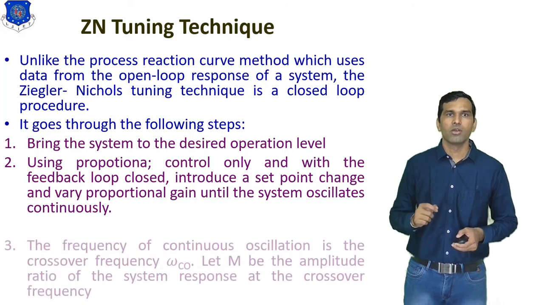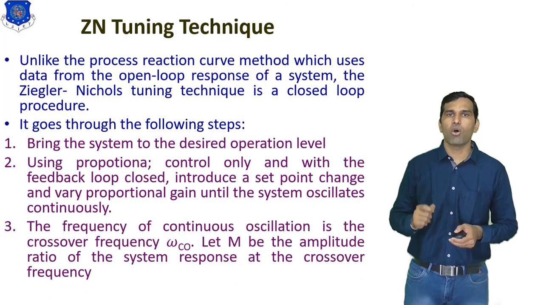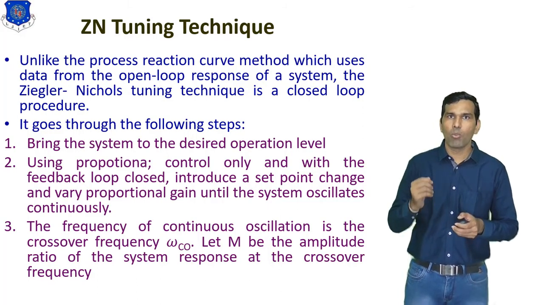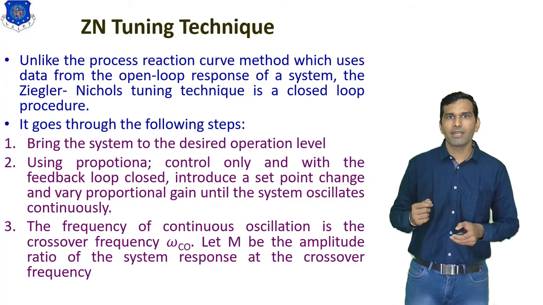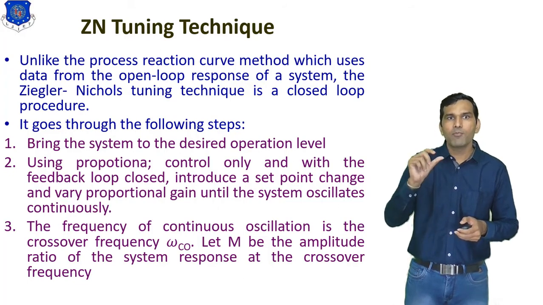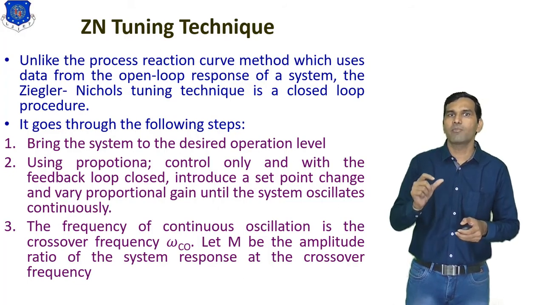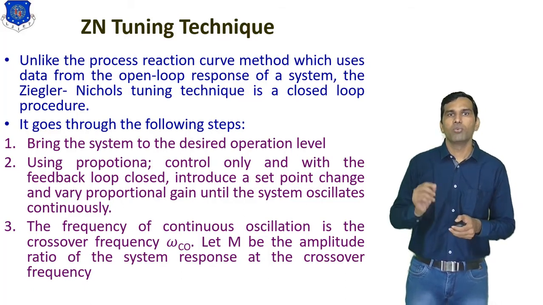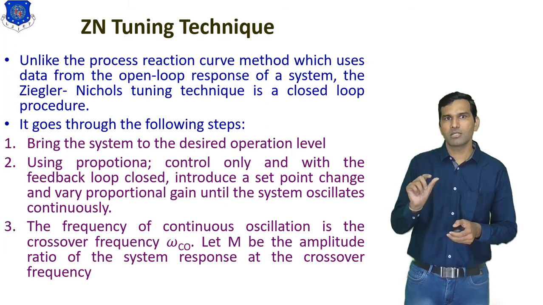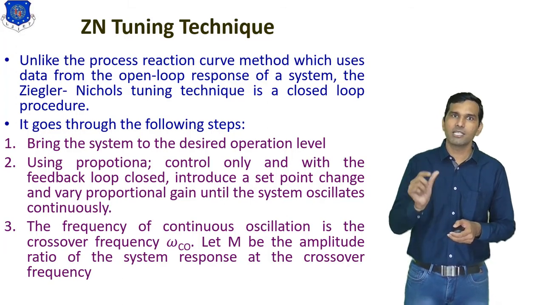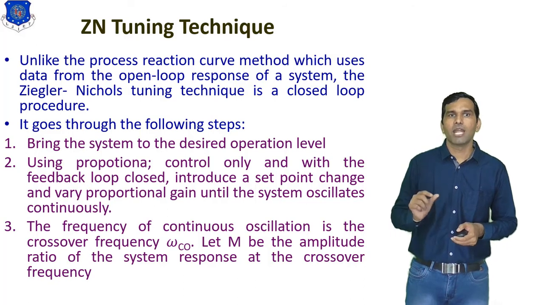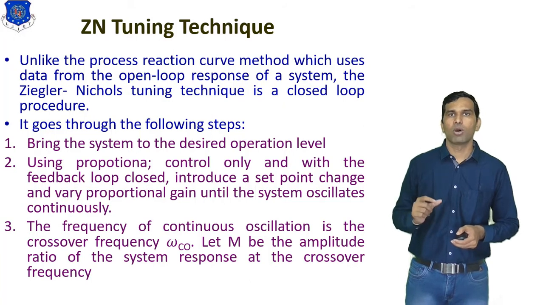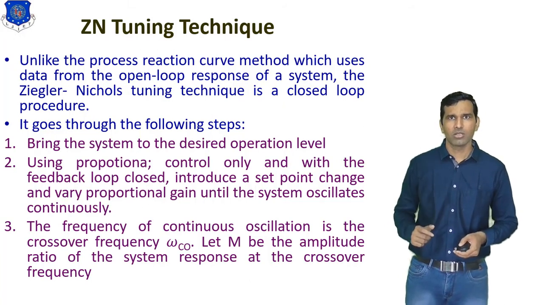Now the third step. The frequency of continuous oscillation is the crossover frequency omega C0, and let M be the amplitude ratio of the system response at the crossover frequency. So we note these two terms: the crossover frequency omega C0 and M, the amplitude ratio of the system response at the crossover frequency. Now step number 4.